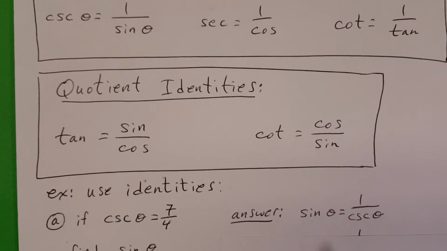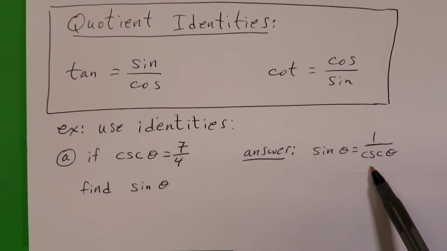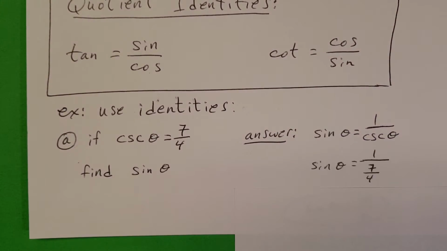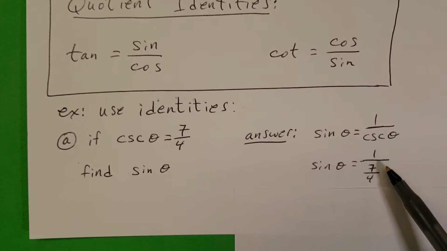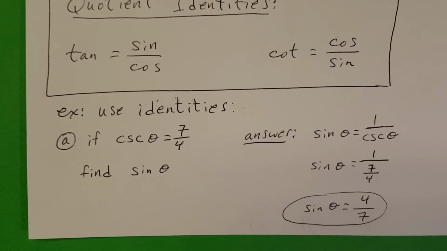Okay? So now, let me put in 7 over 4 here. So I get sine of theta equals 1 over 7 over 4. And if you know your pre-algebra, 1 divided by a fraction, you turn the fraction upside down and multiply. So 1 times 4 over 7 is 4 over 7. Okay? I used identities to find the answer.